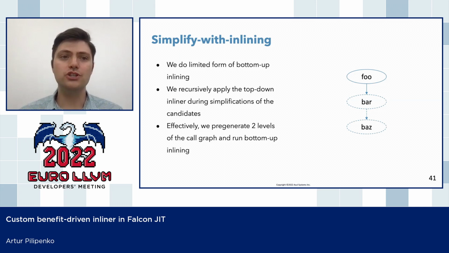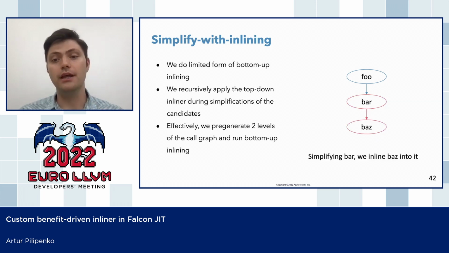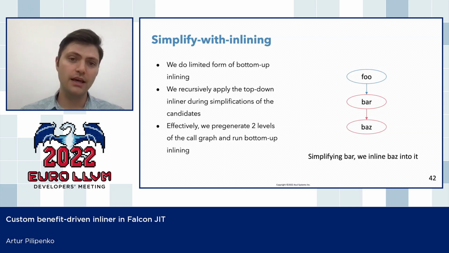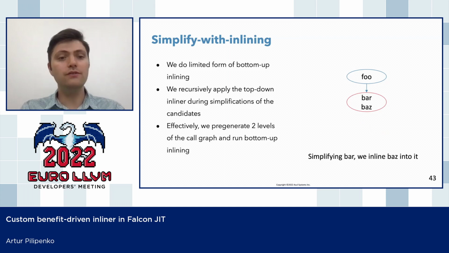In order to handle situations like this, we do a limited form of bottom-up inlining. The way we do this is we recursively apply our top-down inliner during simplifications of candidates. Remember, our inliner generates the candidate and then runs simplifications on the candidate. So as part of these simplifications, we would do inlining and we would inline baz into bar in this example. Effectively, we pre-generate two levels of the call graph, and then we run bottom-up inlining on these two levels.